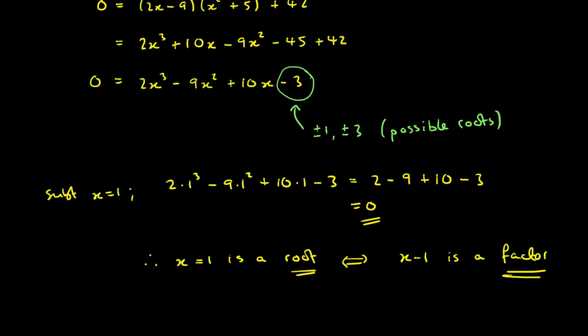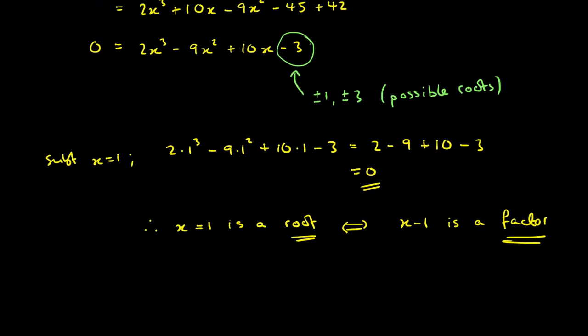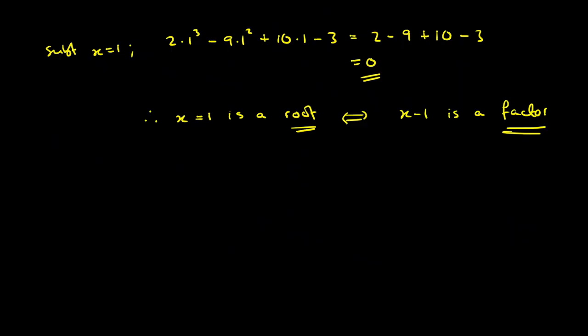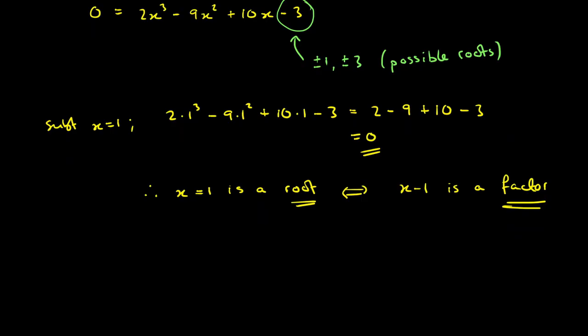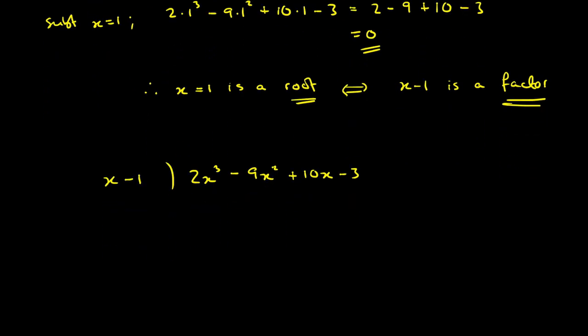Okay, so we now know one of the roots, and because we know the root, we also know one of the factors. So if we know a factor, we can now do polynomial division to find other factors. So I'm going to take this cubic, 2x cubed minus 9x squared plus 10x minus 3, and divide it by x minus 1. So how do I do the polynomial division? Well, I take the first term, which we call the leading term, 2x cubed, and I divide it by x. And if I do that, I get 2x squared.